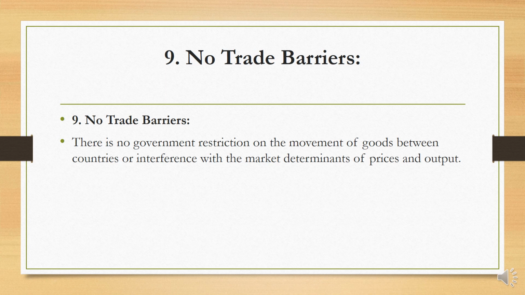Number 9, no trade barriers. In the previous lecture, we discussed in detail the trade barriers, that is, the tariff and non-tariff trade barriers. So this model assumes that there is no government restriction on the movement of goods between countries or influence with the market determinants of the price and output.